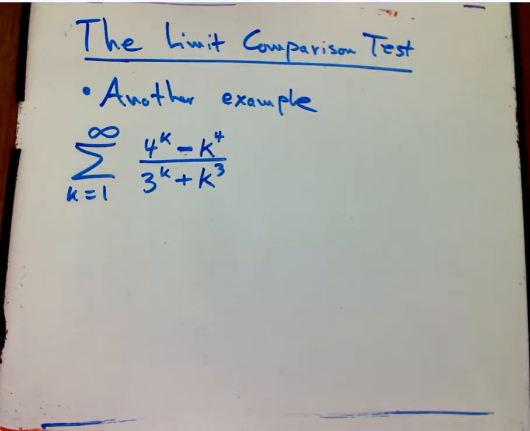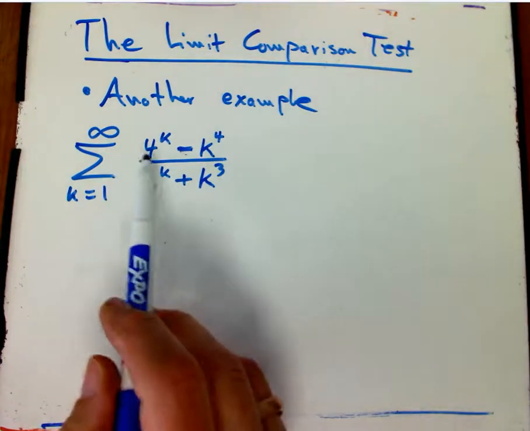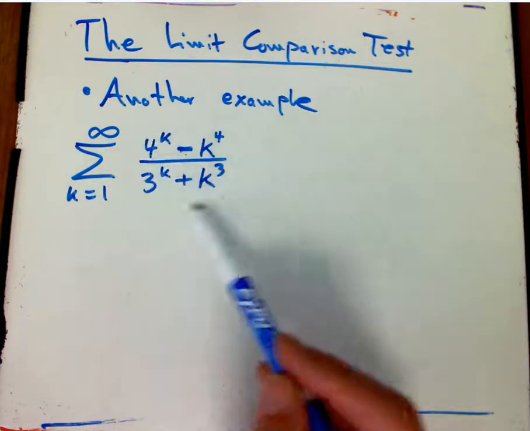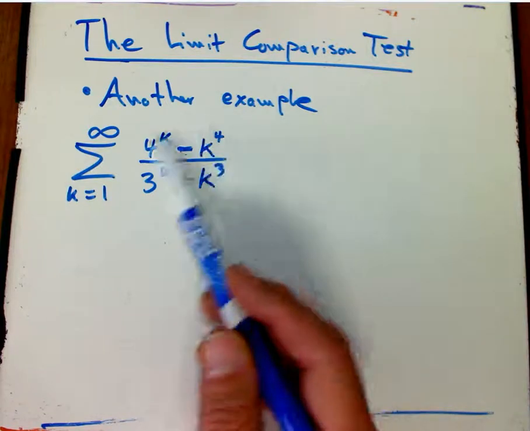Let's do another example of the limit comparison test. Let's look at this summation, and as usual we want to get a rough sense at first of what's dominating when k is large.